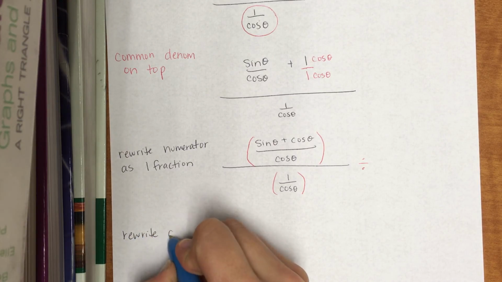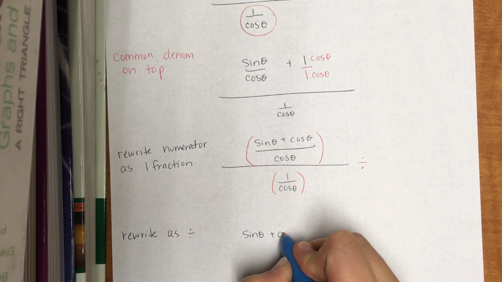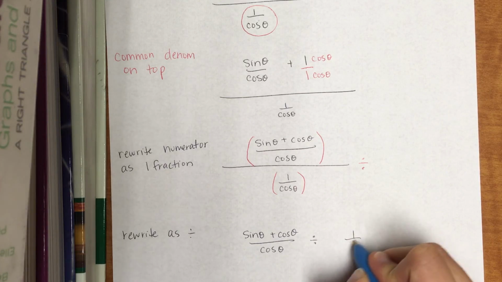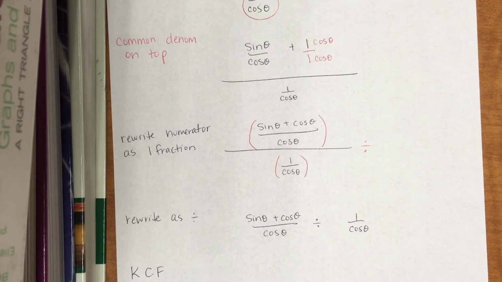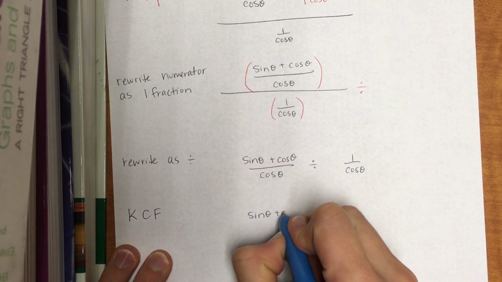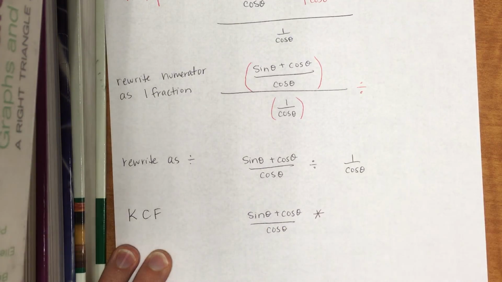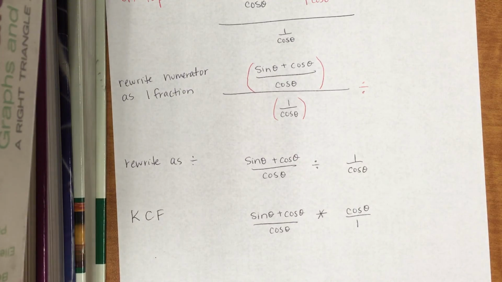If it helps, you need to rewrite as division, you can. So I'll have the top fraction divided by the bottom fraction. And now keep, change, flip. So keep your top fraction or your first fraction, change division to multiplying, and flip your second fraction.